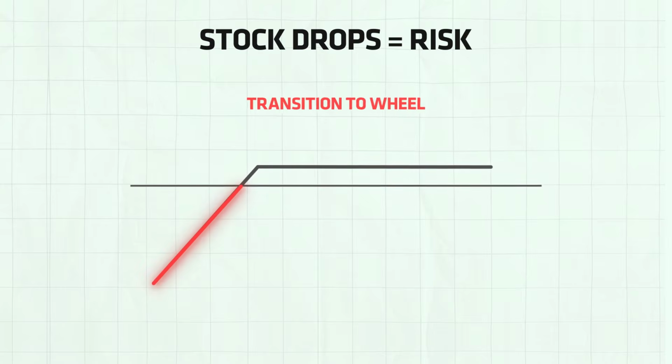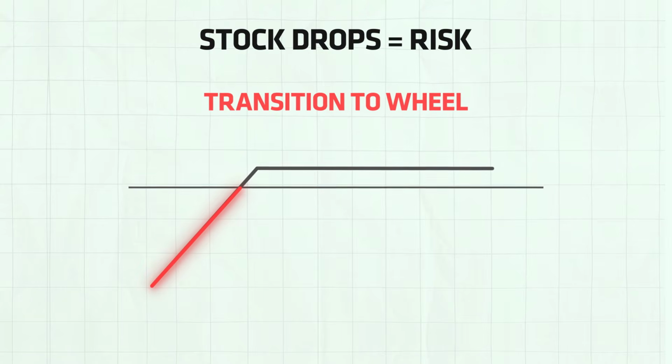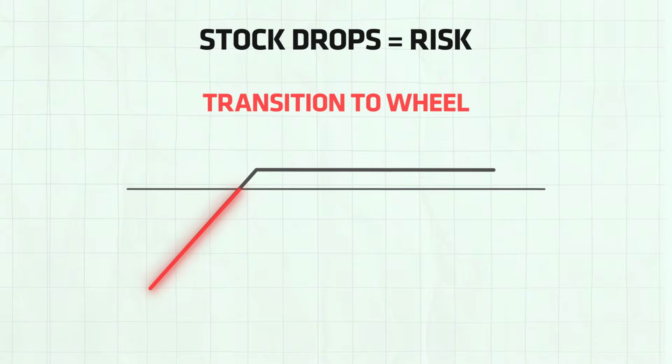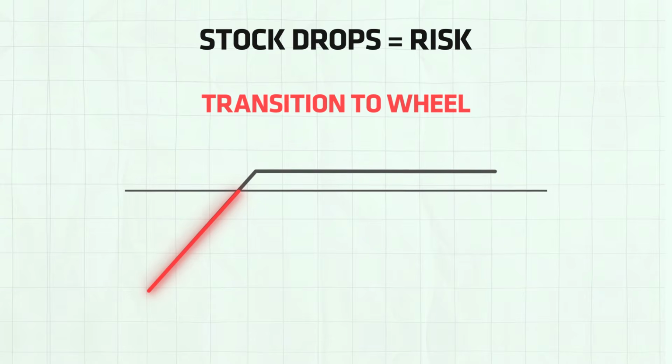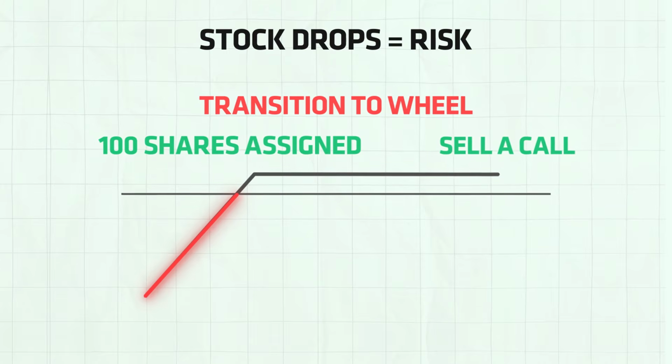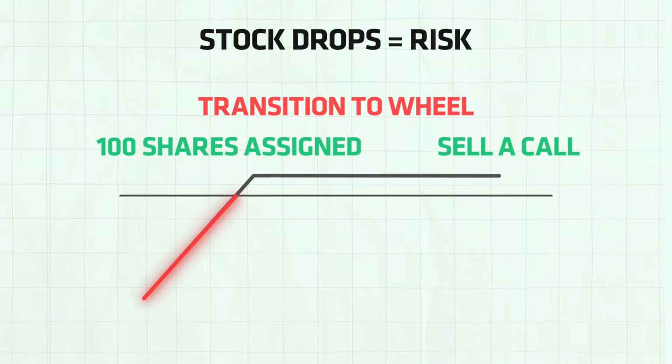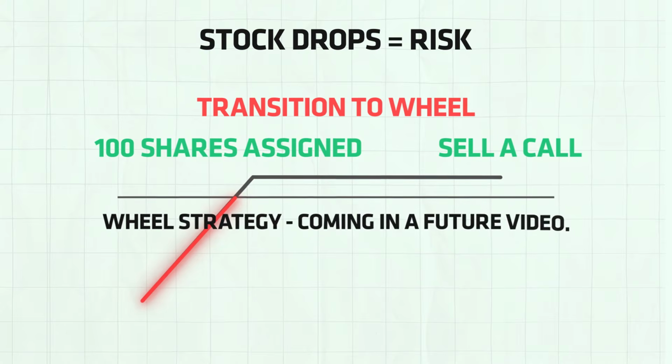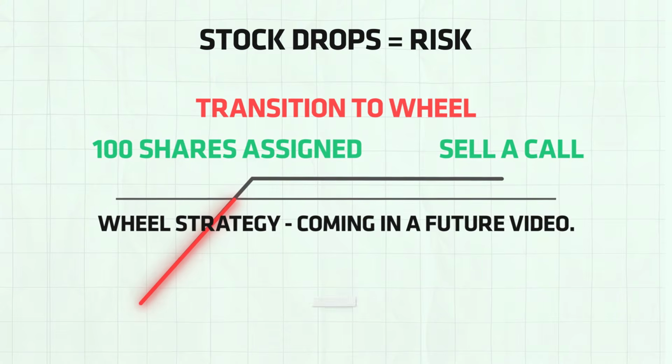Second, transition into a wheel. If the call you bought expires worthless and you get assigned shares from the put you sold, you'll own 100 shares. From there, you can sell a call against those shares and continue with a covered call. That's the start of a powerful strategy called the wheel, and we'll cover it in a full video soon.